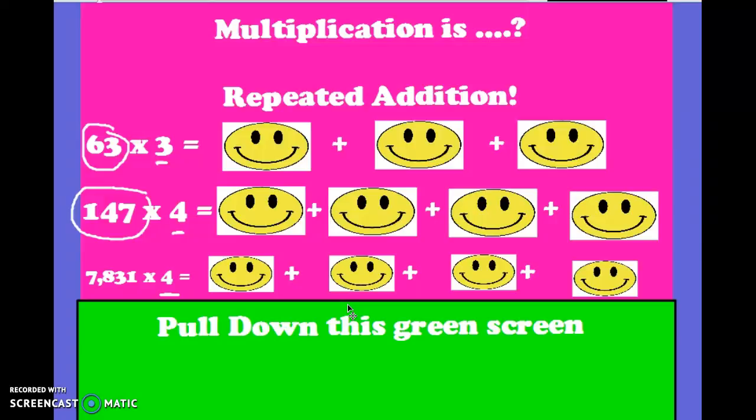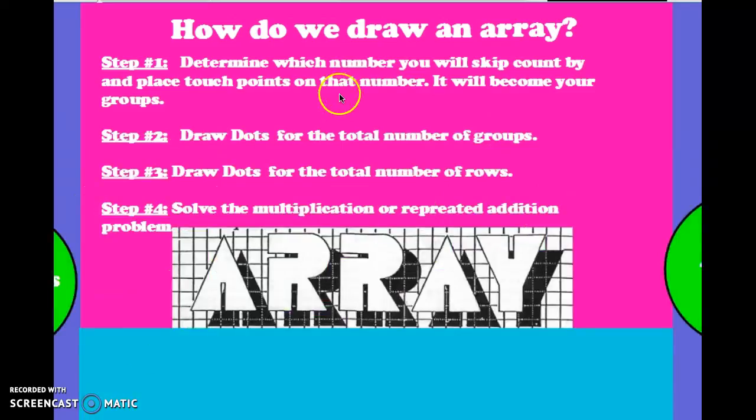I'm not asking you for the product in this question. I just want to see, do you understand that multiplication is repeated addition? That's the first step. Now let's take a look at drawing an array. How do we draw an array? Well, depending on the example that we see, in this case, I'm going to put 8 times 6. You need to follow these 4 steps every single time.